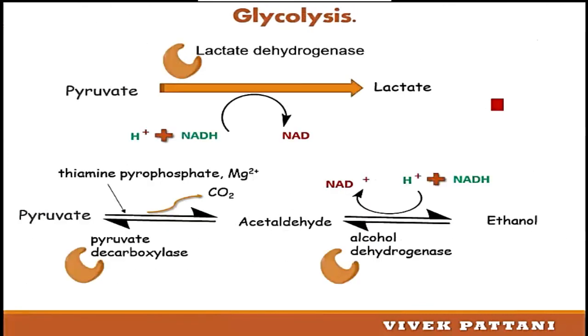Now, how the formation of lactate occurs, and also the formation of ethanol. This is a detailed reaction, which is being shown here. Pyruvate is converted into lactate with the help of the enzyme lactate dehydrogenase, where NADH will be converted into NAD.